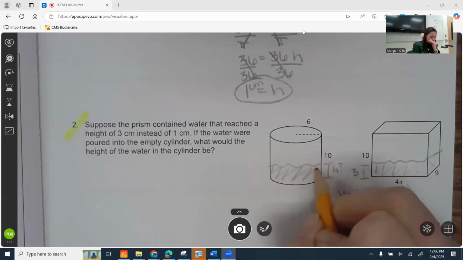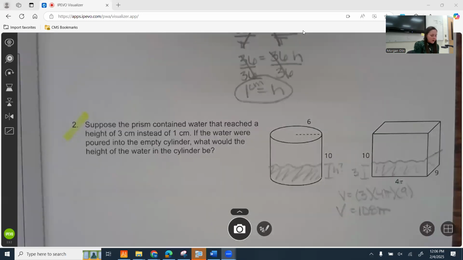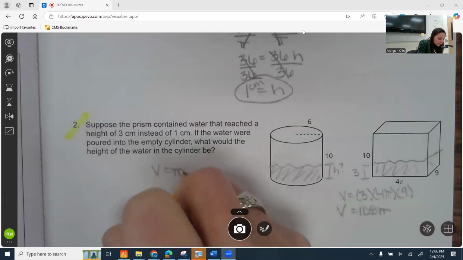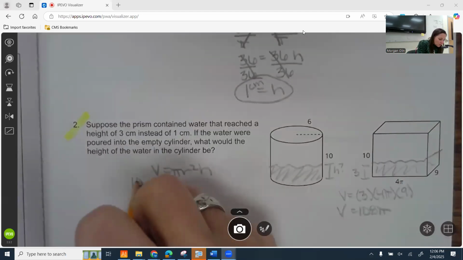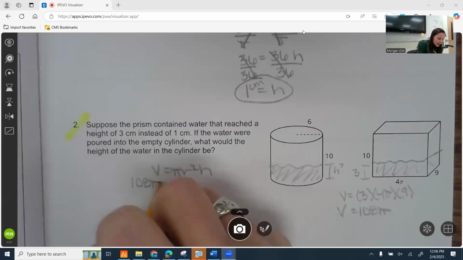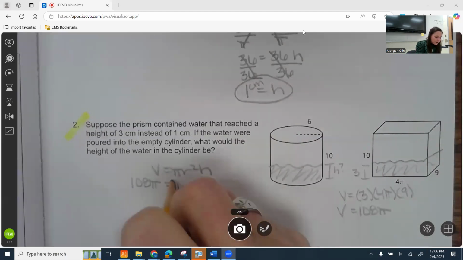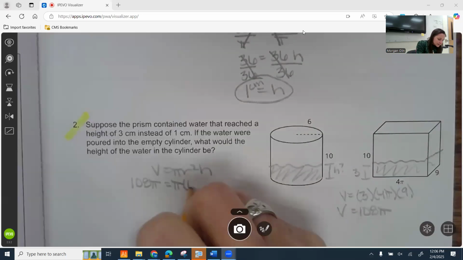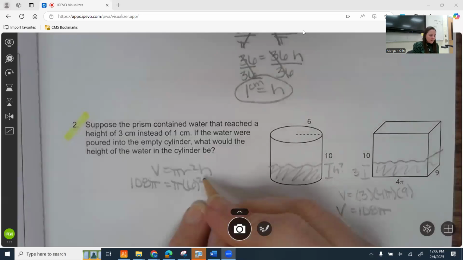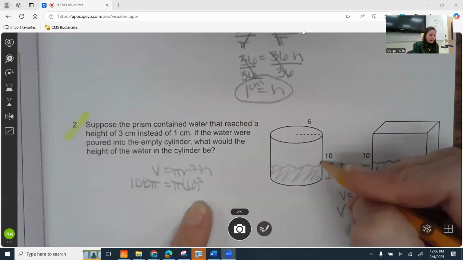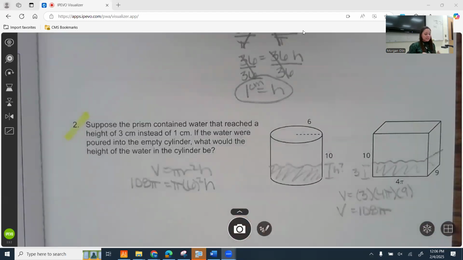Now, our radius still stays 6. All right, so I'm just going to write our formula, pi r squared h. The more you write it down, then you'll remember it, because these things you have to remember. All right, so the volume 108 pi equals pi, our radius is 6 squared, and then our height is just h, because we don't know what it is. It's not 10, because that might not reach up to the top.